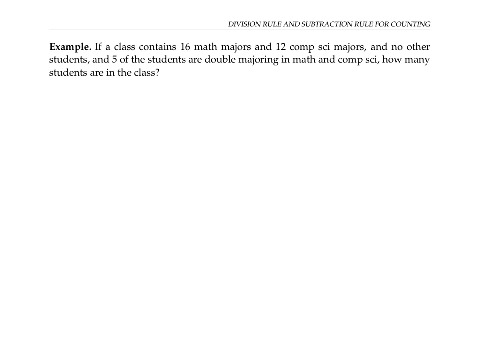In our next example, we have a class that contains 16 math majors, 12 comp sci majors, no other students, and 5 of the students are double majoring in both math and comp sci. So how many students are in the class? We can use subtraction to find out.